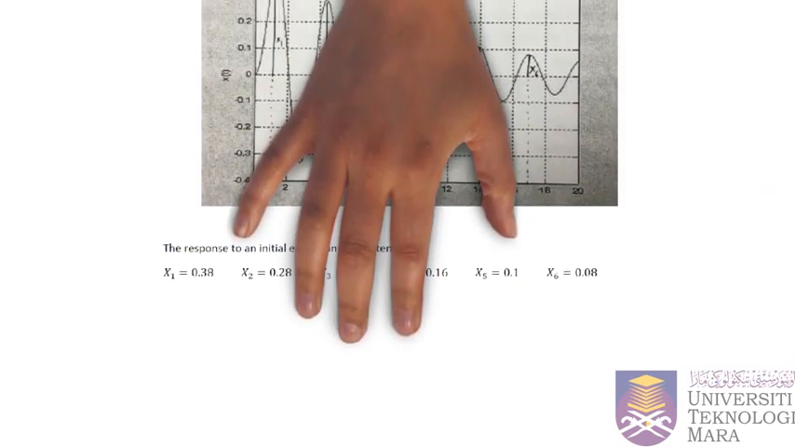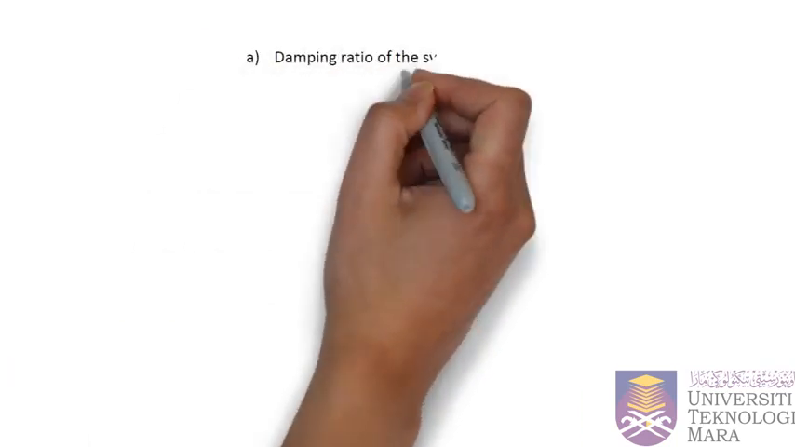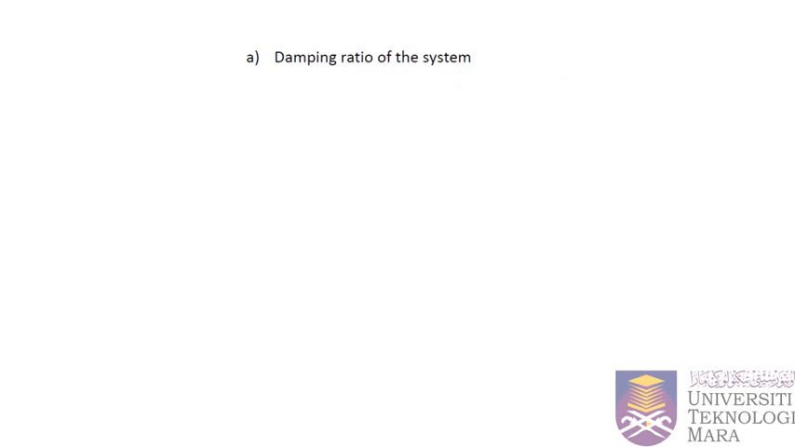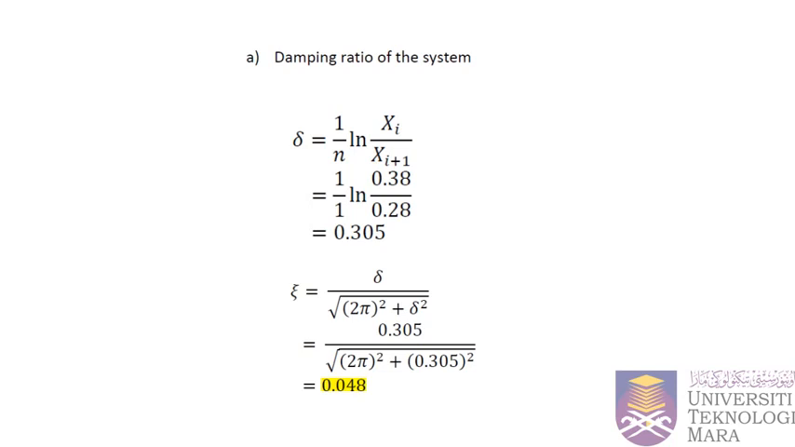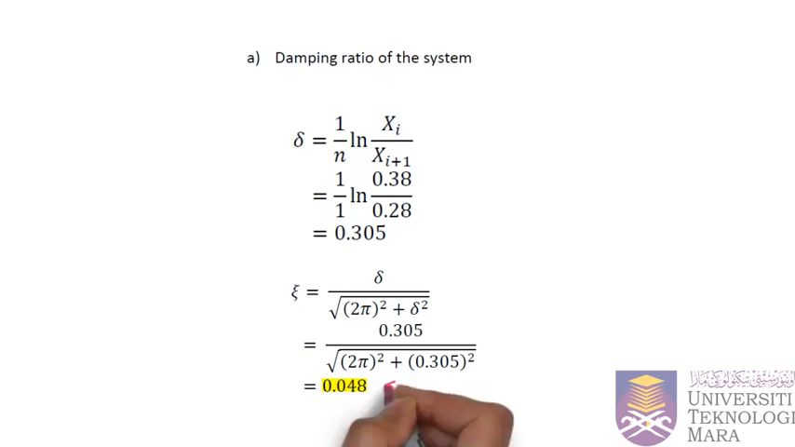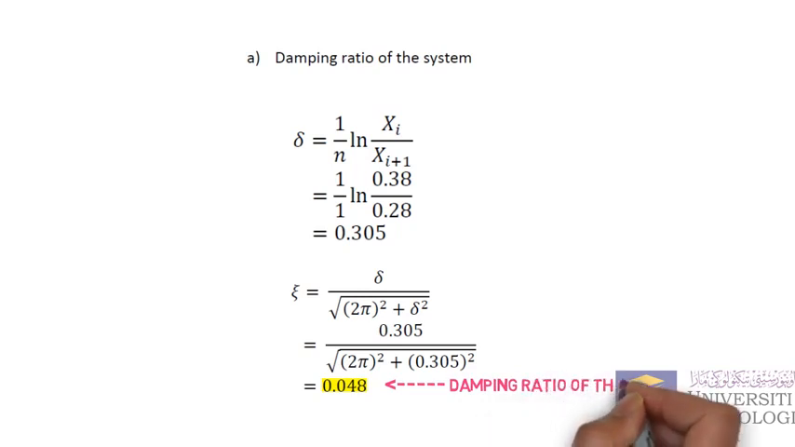Next, the second question is based on the graph given. The first question is to get the damping ratio of the system using the logarithmic decrement equation. We substitute the number of cycles and also the x values based on the graph, and we get the logarithmic decrement delta equal to 0.305. Next, substitute into the zeta or damping ratio equation, and we get the damping ratio equal to 0.048 for the system.